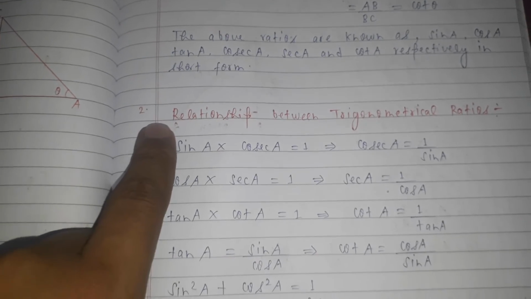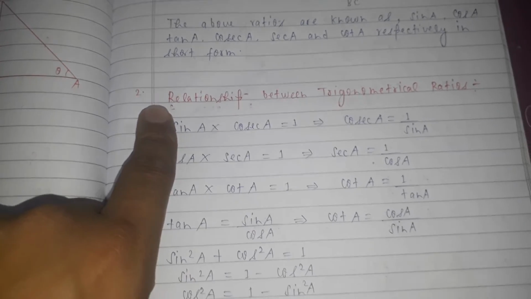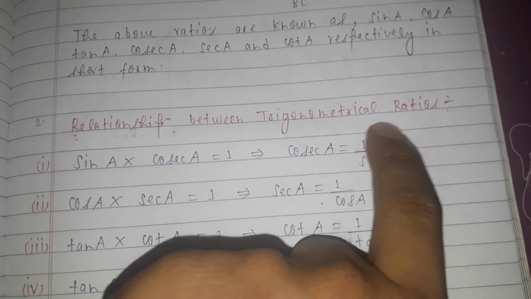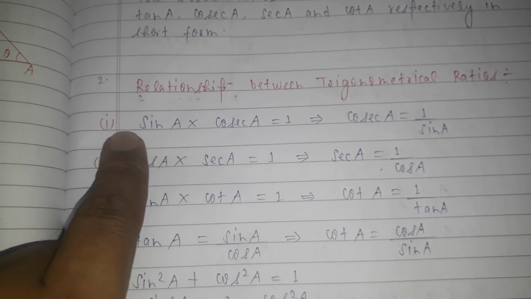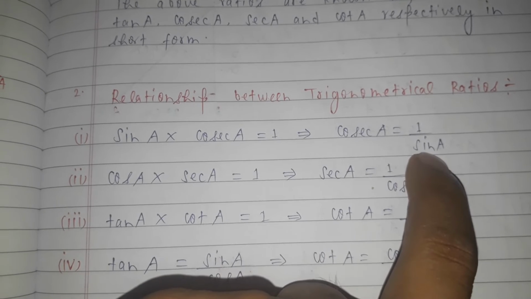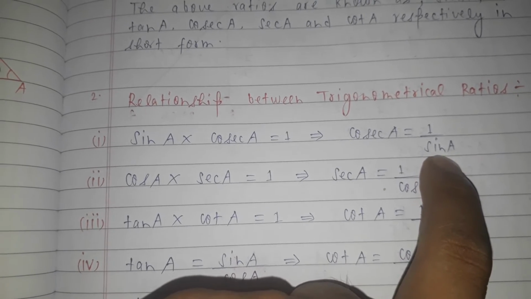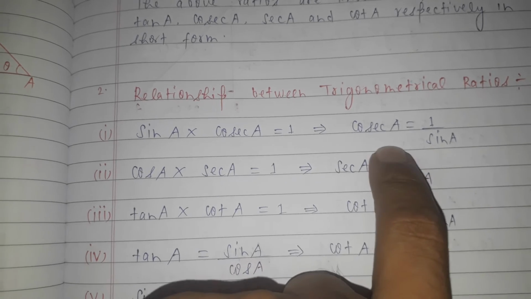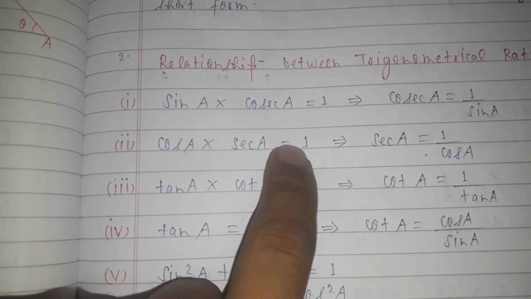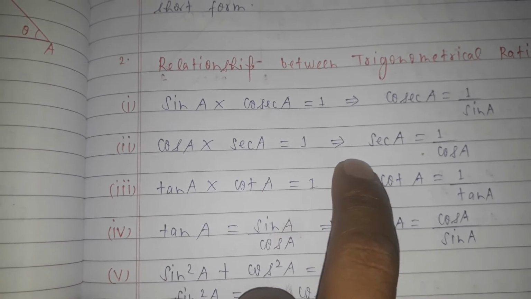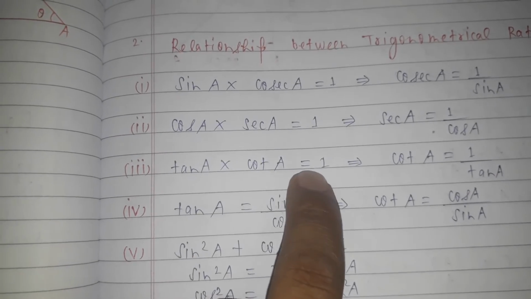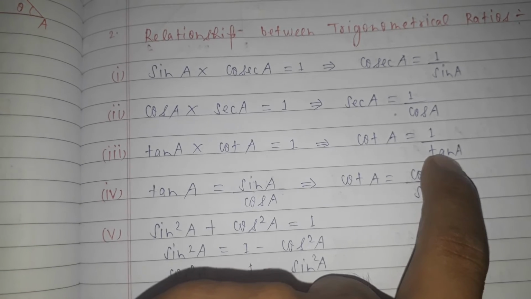So there is a certain relationship between these trigonometric ratios. So second term is relationship between trigonometrical ratios. So here sin A into cosec A equal to 1. This implies that cosec A equal to 1 upon sin A, which I told you that sin A is a reciprocal of cosec A. Same way, cos A into sec A equal to 1. This implies that sec A equal to 1 upon cos A. Third, tan A into cot A equal to 1. This implies that cot A equal to 1 upon tan A.